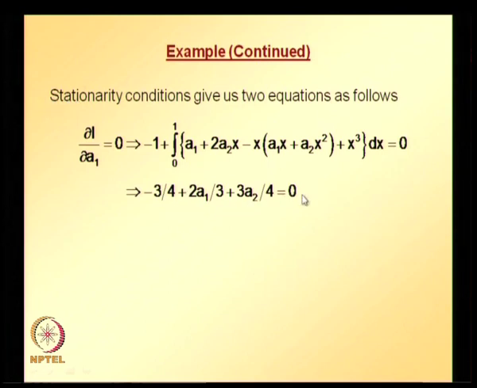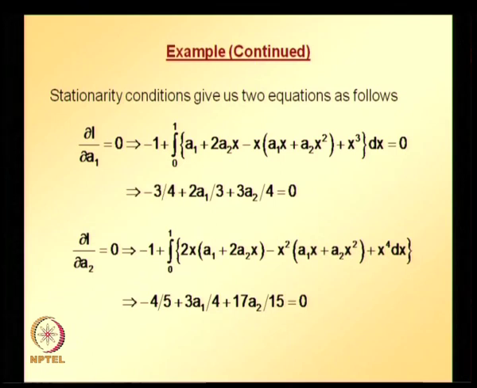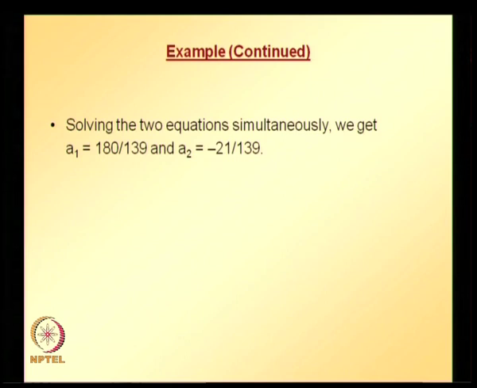And we have two unknown coefficients to be determined, so we need to get two equations. So how do we get the second equation? The second equation can be obtained using the second stationarity condition, that is the partial derivative of I with respect to a2 is equal to 0. Okay. So you got two equations both in terms of a1 a2, and you have two unknown coefficients to be determined. So you can solve these two simultaneous equations for a1 a2. Solving the two equations simultaneously, we get the coefficients a1 a2 which are shown there.